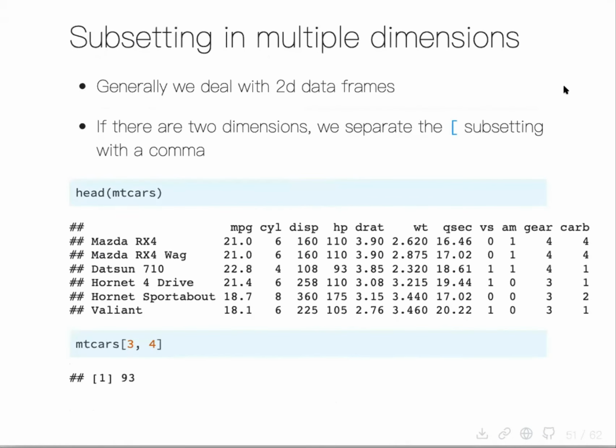Subsetting in multiple dimensions. You're probably familiar with this, but just to make sure, generally we deal with 2-dimensional data, but we could have more dimensions. The way that we always do this is just by separating what we want from each dimension with a comma. So here's mtcars. If I said mtcars 3, 4, that's going to give me the observation from the 3rd row and the 4th column. Okay, so 1, 2, 3, 1, 2, 3, 4, 93. So it's giving me this one.